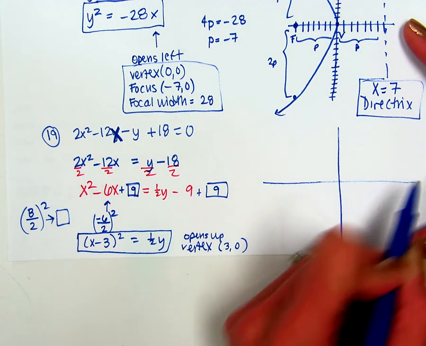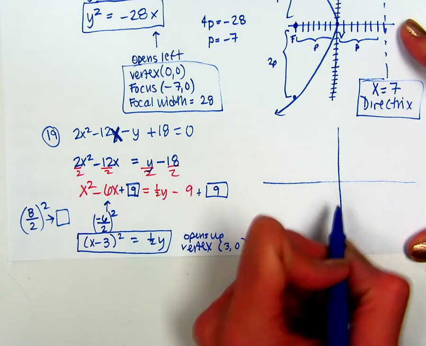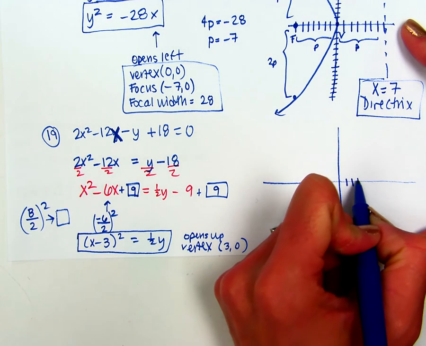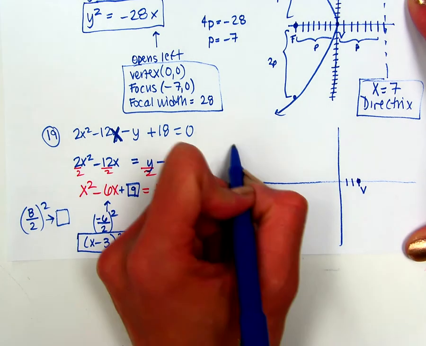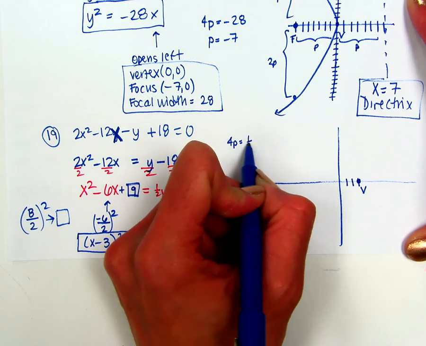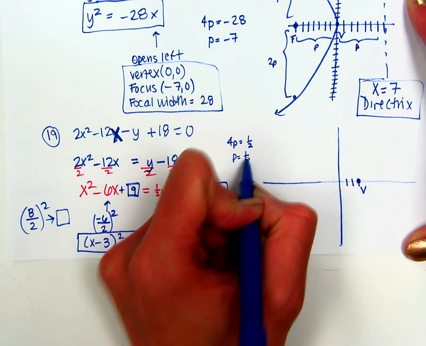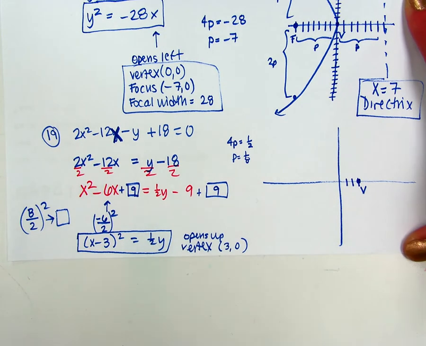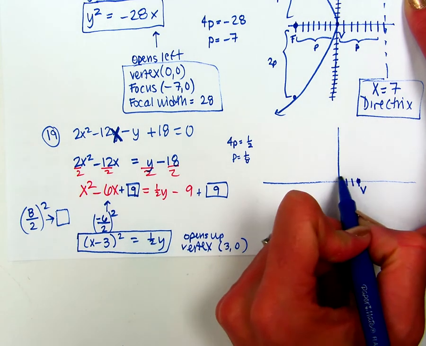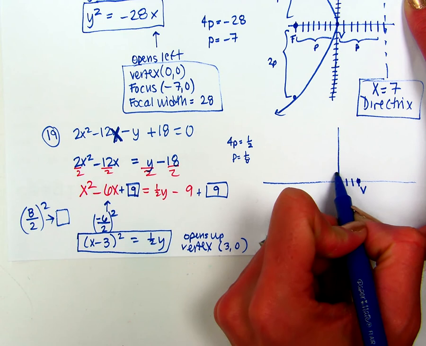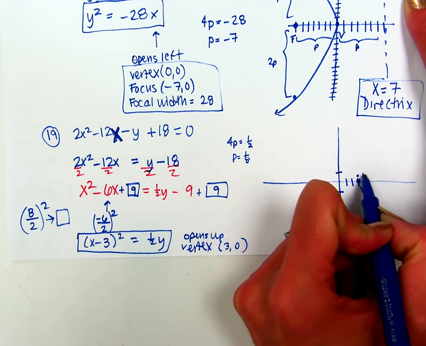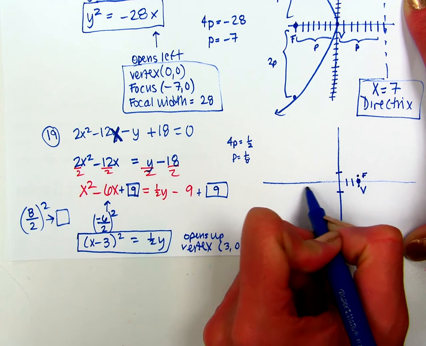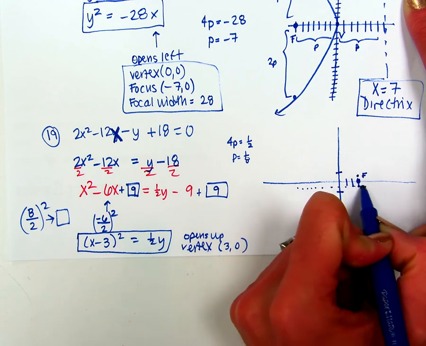All right, so I'm going to start at 3, 0. Here's my vertex. It's got to open up. Now my 4p is equal to 1/2, which means that p in this case is 1/8. So it's going to be a pretty tiny graph here. So we're going to go up 1/8 to make my focus, and down 1/8 to make my directrix.